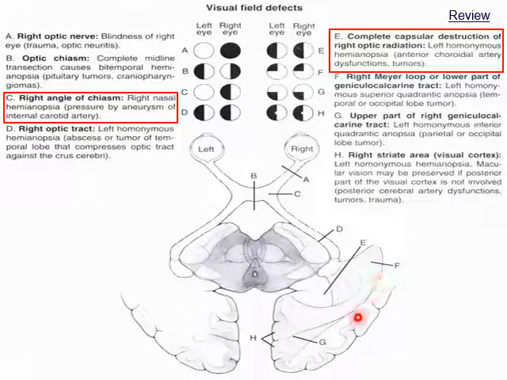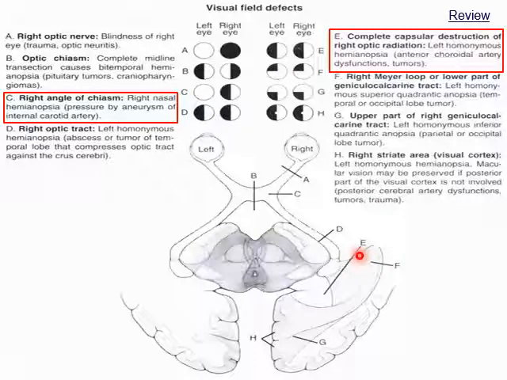Then let's see the other halves. We have two halves. One is the Mayer loop. Here is the Mayer loop. A lesion in the right Mayer loop, or the lower part of the geniculocalcarine tract, will lead to left homonymous superior or upper quadrantic anopsia. Left homonymous superior upper quadrantic anopsia. This is due to the damage of the temporal lobe.